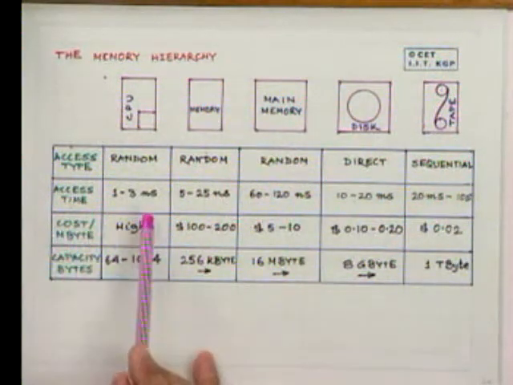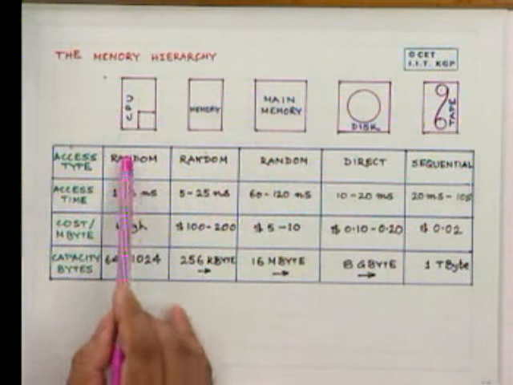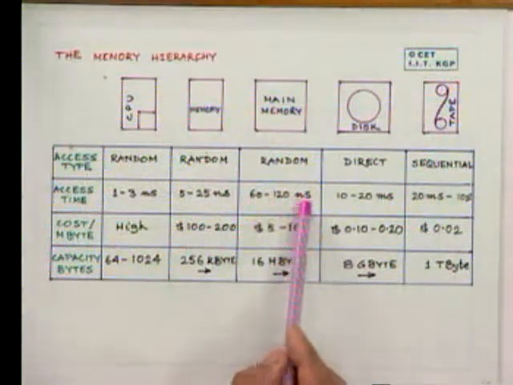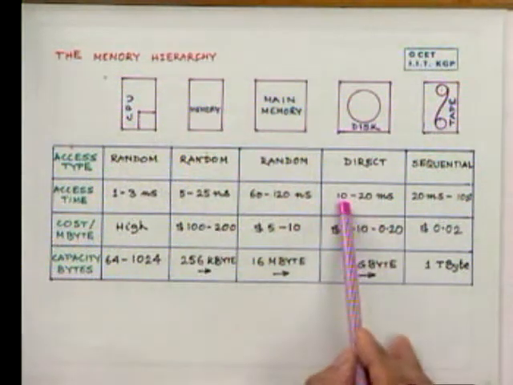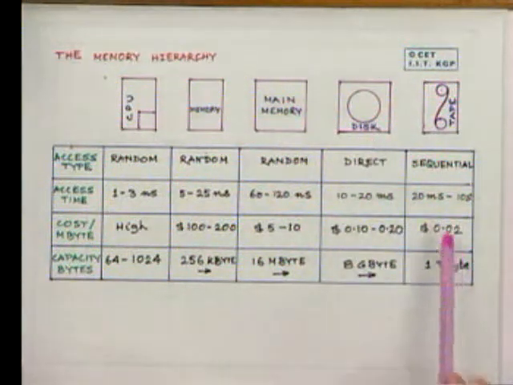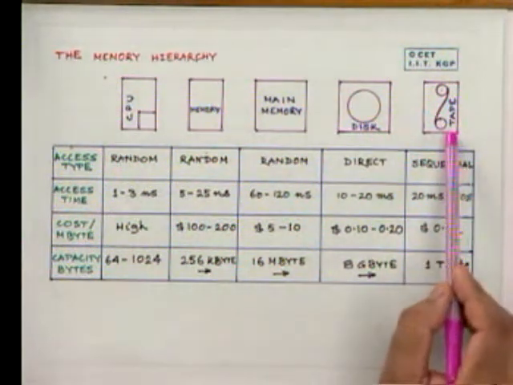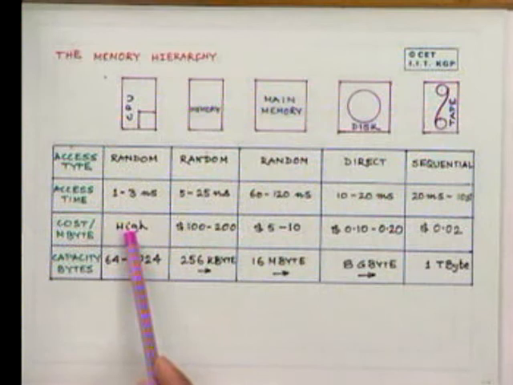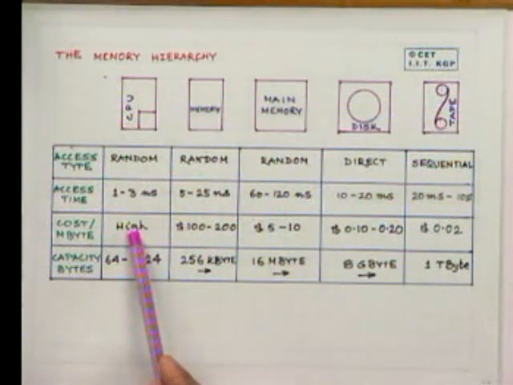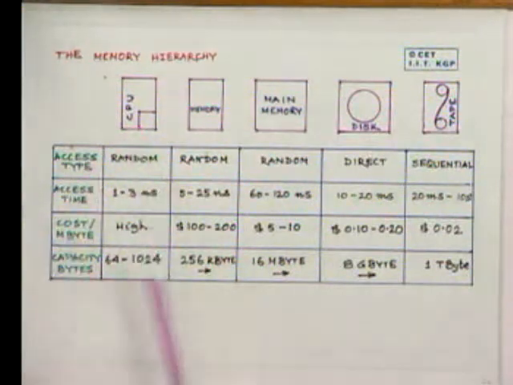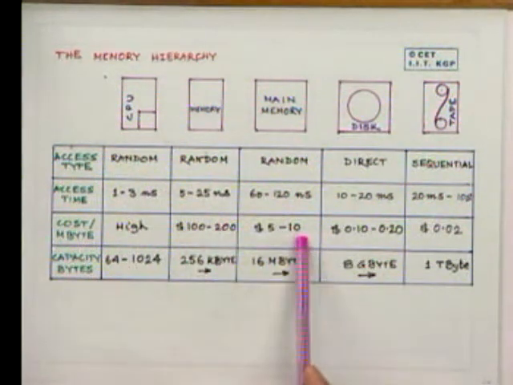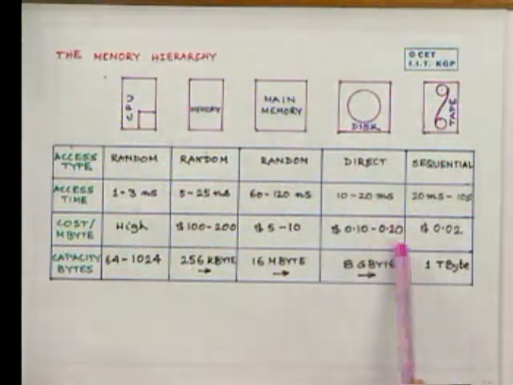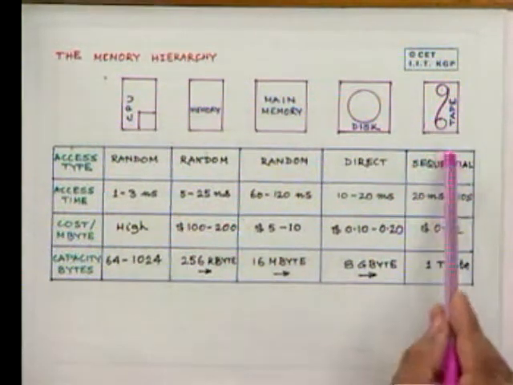Access time varies from 1 to 3 nanosecond here, 5 to 25 nanosecond in the case of static RAM, 60 to 120 nanosecond for main memory, 10 to 20 millisecond in the case of a disk, and 20 millisecond to 10 second in the case of magnetic tape. Cost is highest here and lowest there. How high depends upon exactly which CPU you are using: $100 to $200 here, $5 to $10 here, $0.1 to $0.2 in the case of a disk, and $0.02 in the case of a tape.